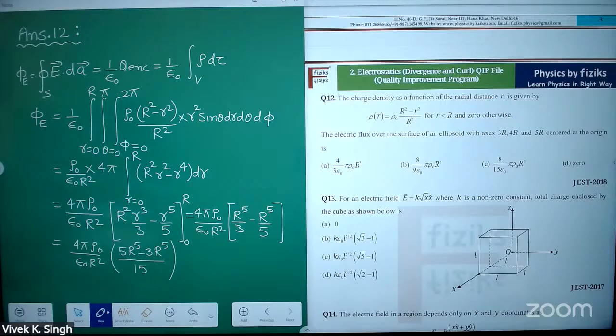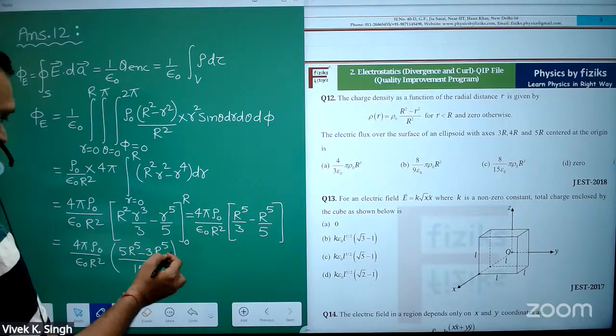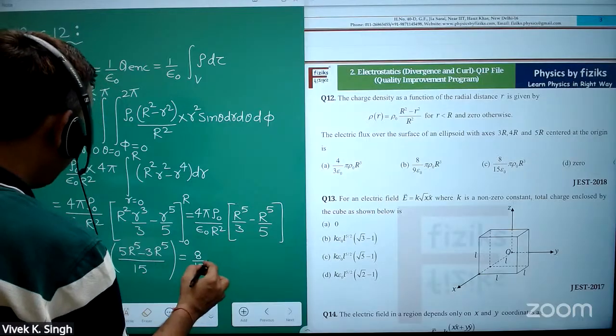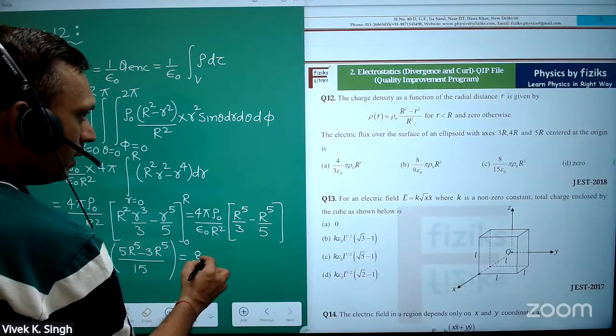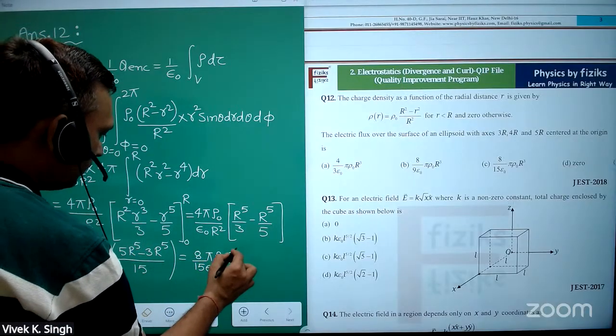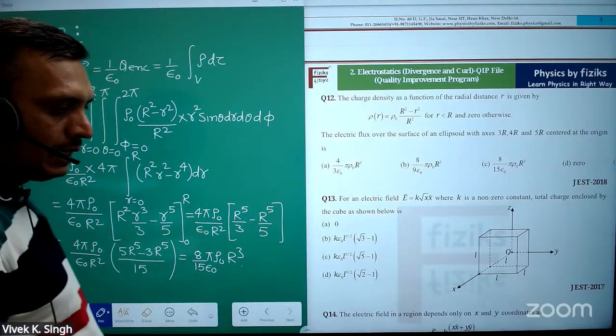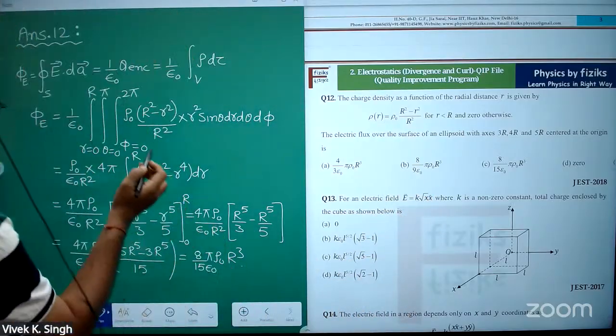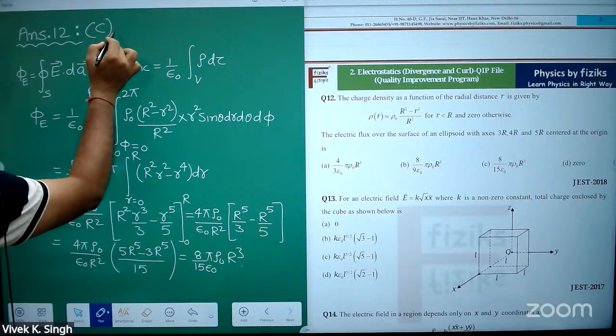So what you will get, this value is 2 R power 5 by 15. So this is 8 by 15. This will give you 8 by 15 epsilon naught pi rho naught, and because of the R square, this will give you R cube. 8 pi rho naught R cube by 15 epsilon naught. So option C is correct.